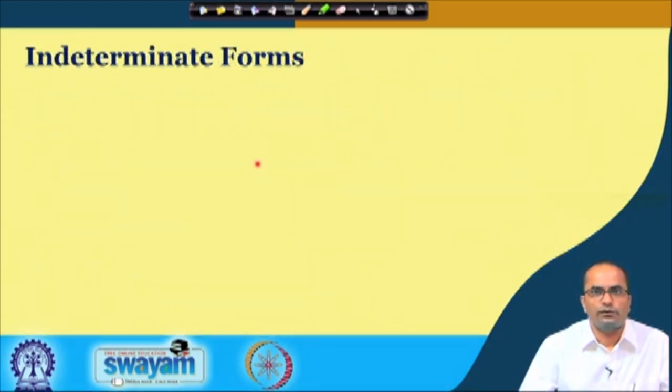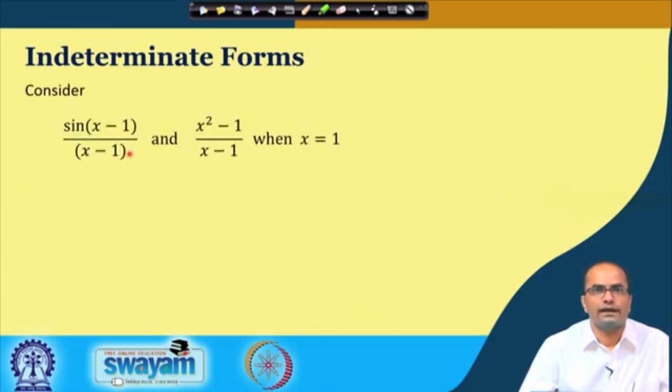And what are the indeterminate forms? For example, if we consider sin x minus 1 over x minus 1, this ratio of sine and x minus 1, or we can consider x square minus 1 over x minus 1. We want to evaluate these when x is equal to 1. If we substitute x is equal to 1 simply, we are getting 0 divided by 0. Similarly, here as well we are getting 0 divided by 0. So, in these cases we cannot just simply substitute x is equal to 1 and get the value of these expressions.